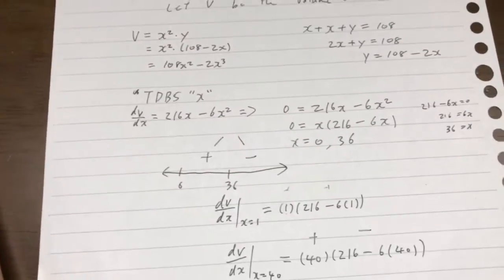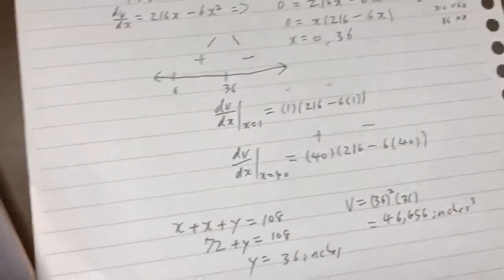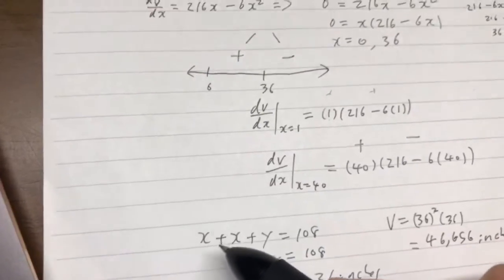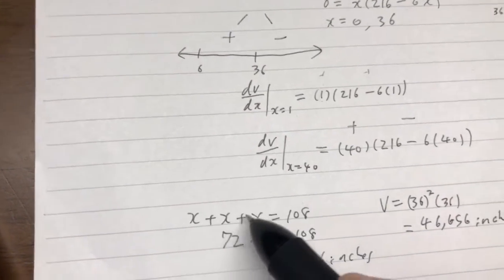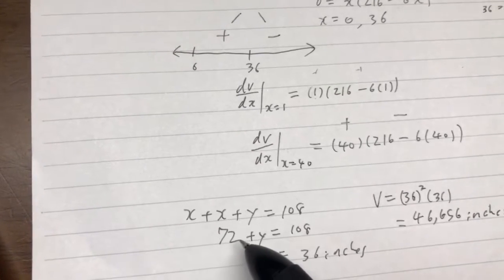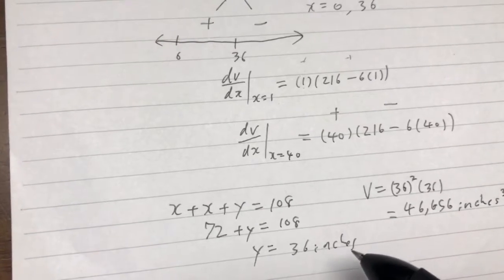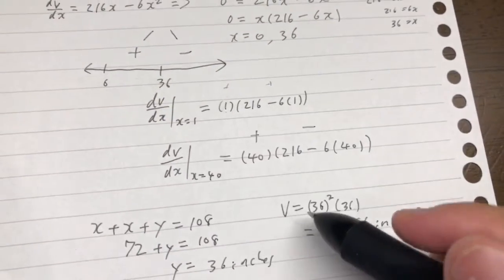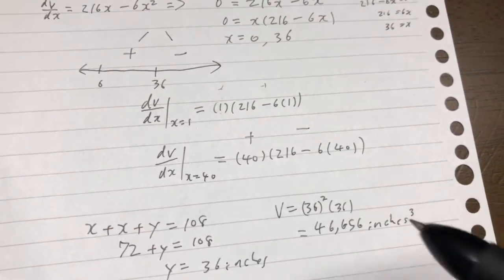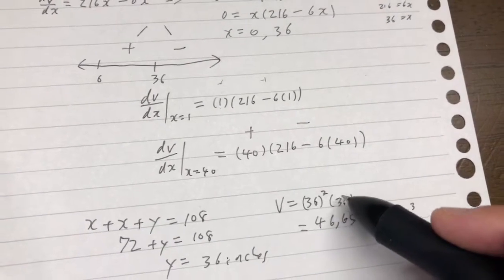And now we found the x, which is the length and width of the box, and now we want to find the height of the box. And so we get our original equation, or restriction equation, and we add the 36, and we get 72, subtract 72 on both sides, and we get the height being equal to 36 inches, just like the width and the length. And now we want to find the volume, and so the volume is equal to 36 times 36, which is the base, and the height we just found, which is 36.